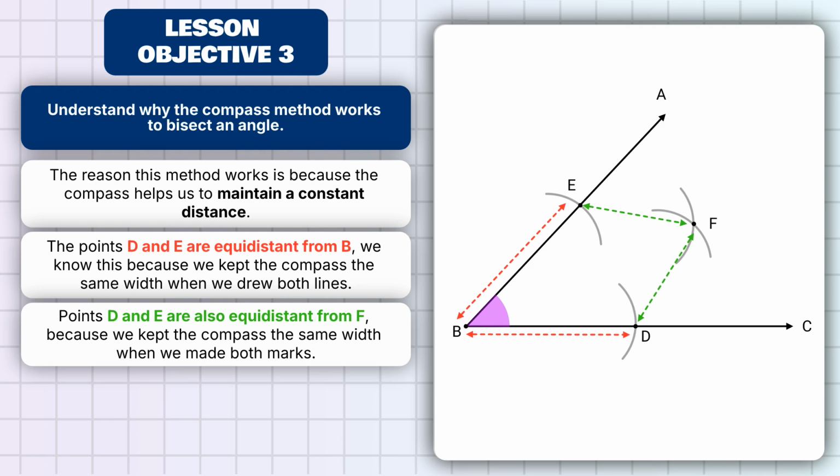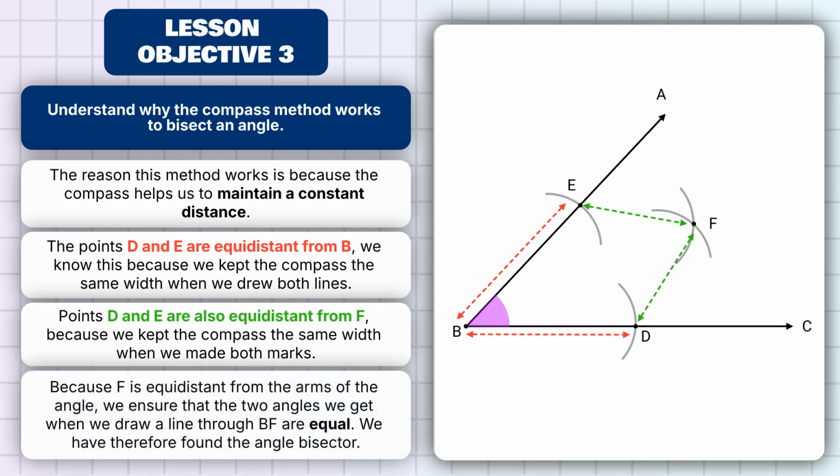So by drawing arcs from points D and E that intersect at F, we are essentially finding a point that is equidistant from the arms AB and BC of the angle. This ensures that the two angles we get when we draw a line through F are equal.